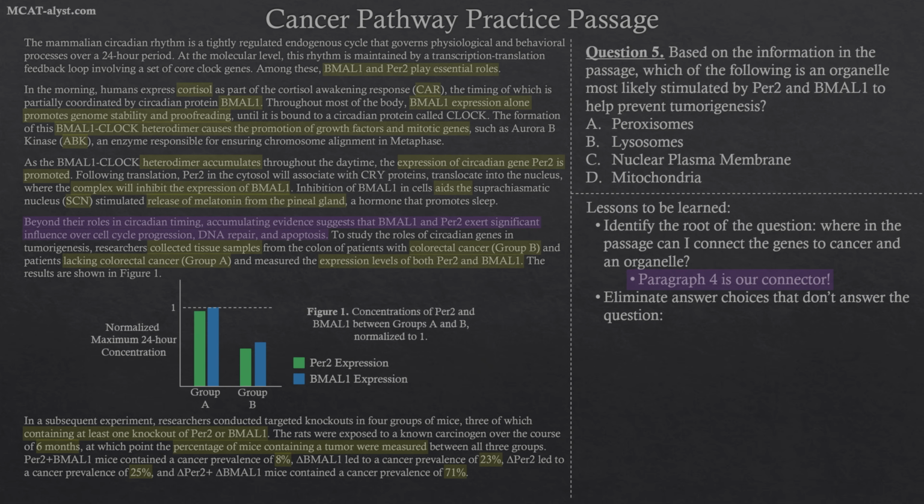Answer choice C, nuclear plasma membrane. Remember they talked about PER2 being translocated into the nucleus. So of course that is going to be our answer. Don't even need to look at anything else. We're just going to pick it and move on.